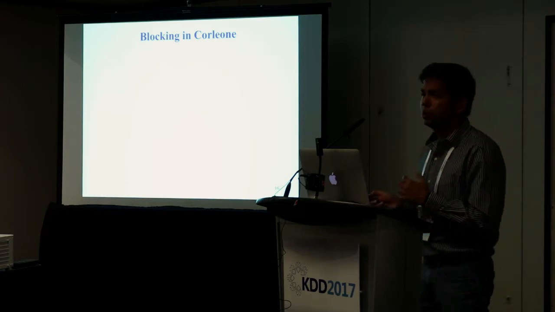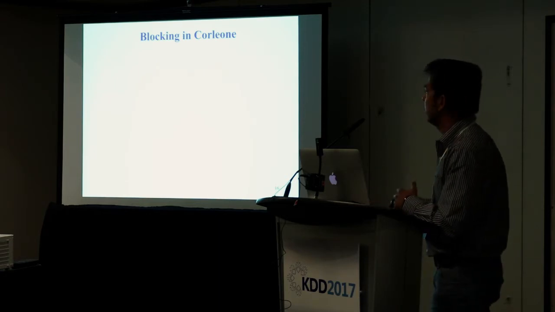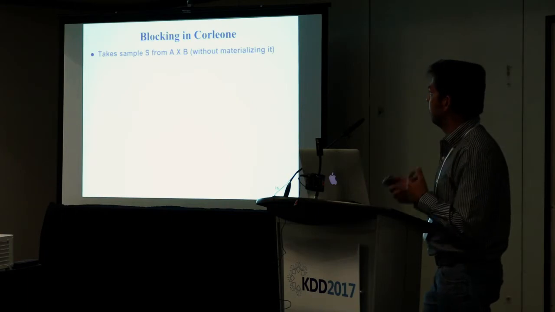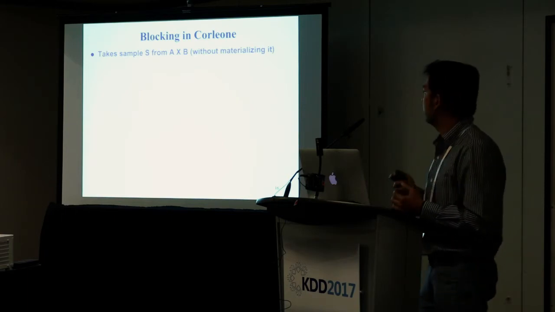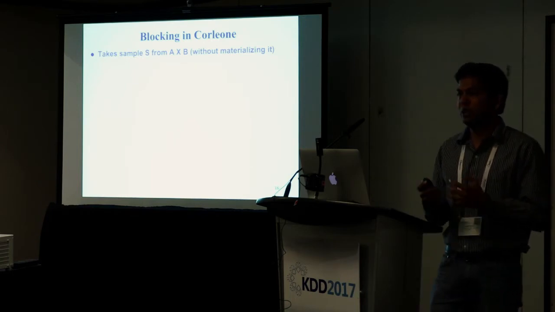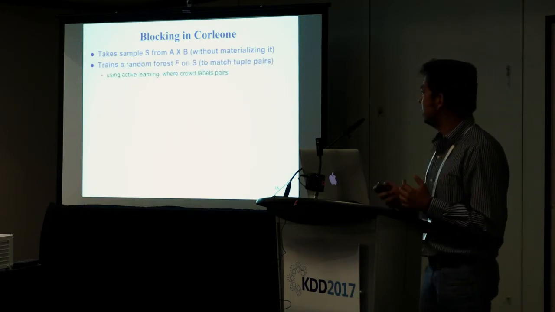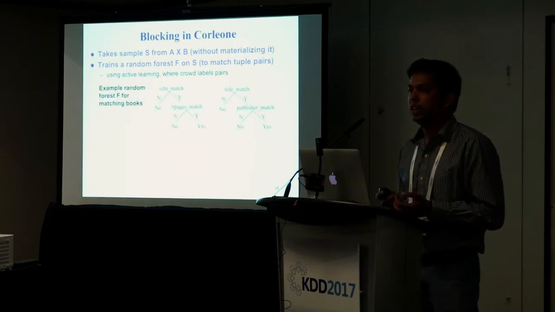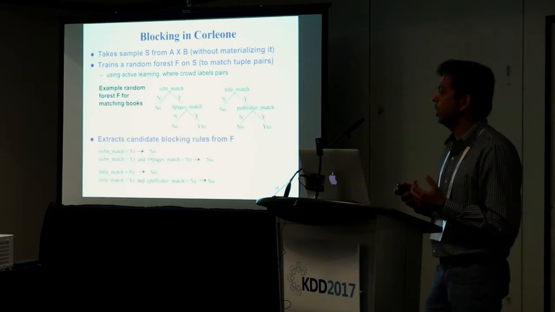So let's zoom into the blocking module a little bit, because that's what we use in CloudMatcher. It starts by taking a small sample S from A cross B, because learning over A cross B is impractical. It's going to be huge. So it trains a random forest F on S using active learning and then extracts candidate blocking rules from it.